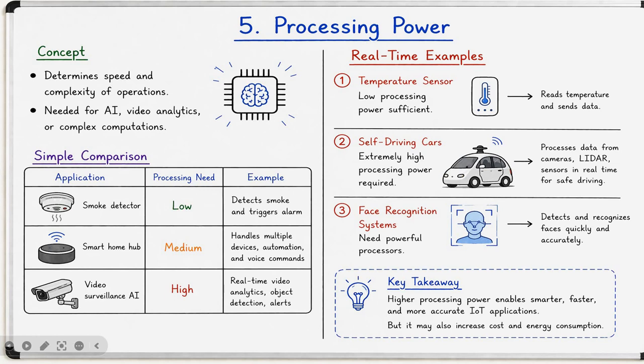Here you can see these applications. You have a smoke detector, where the processing required is very little; it detects smoke and triggers the alarm. Then one more is the smart home hub, where the processing is medium and it handles multiple devices, automation and voice commands. And the third is video surveillance AI, where the processing required is very high, and examples are real-time video analytics, object detection and other alerts.